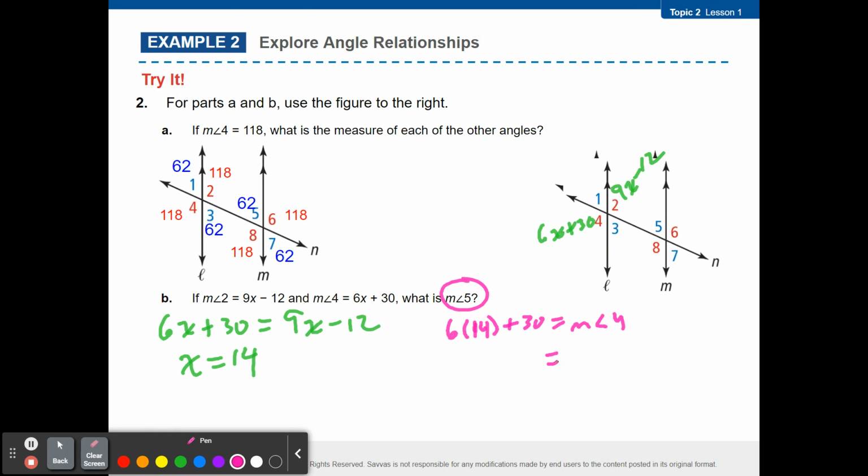Was it 118? I didn't get 118. Yeah, 114. Okay, so 114 is the measure of angle 4. Now, what am I going to do with this in order to find angle 5? Good. Very good. So the measure of angle 5 is going to be 180 minus 114, which gives us 66 degrees. Questions on that?